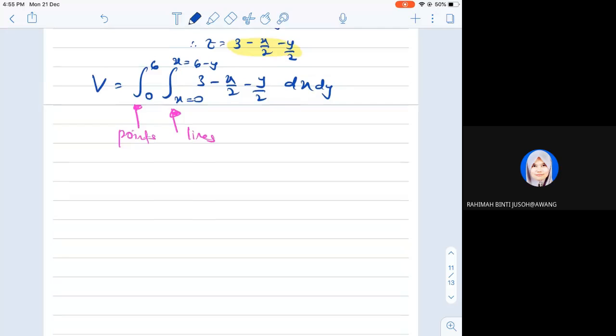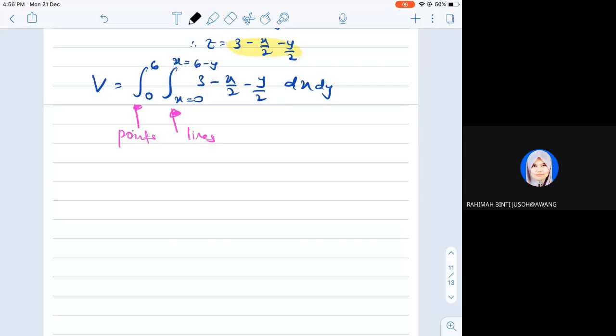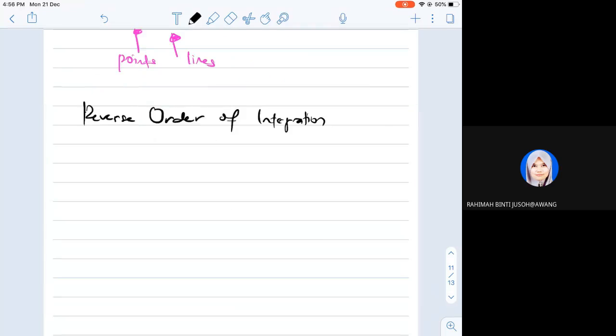I wanted to teach reverse order of integration now since there was no time. It's okay guys, if you have any problem later, you can WhatsApp me personally if you don't get the answer. Right now, I want to teach you about reversing the order of integration. This will come in the test and also the final, if I'm not mistaken.